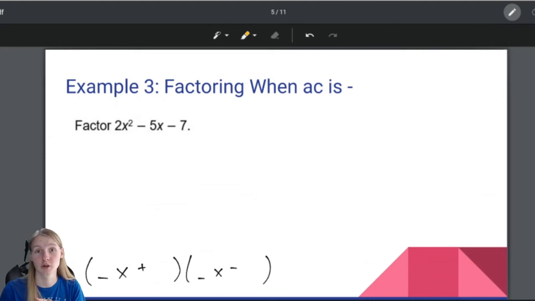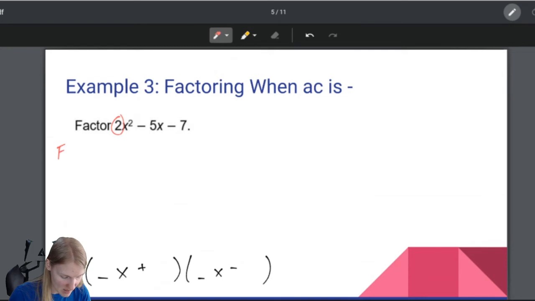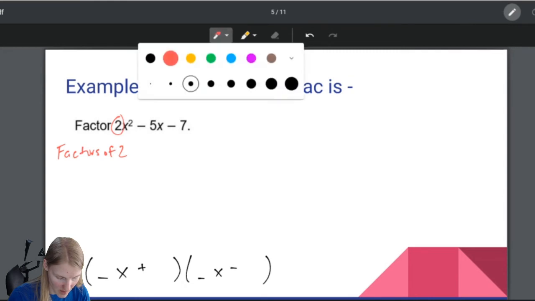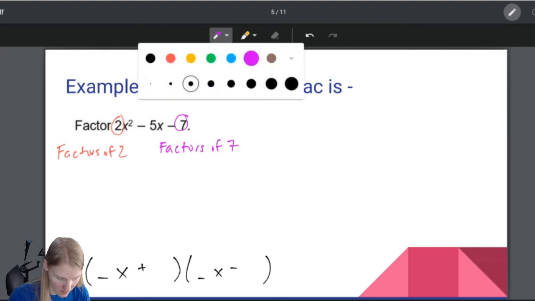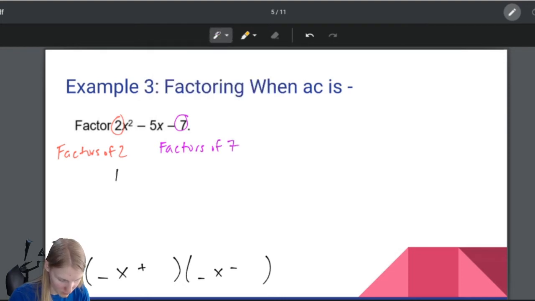It is very similar, though, to what we did in our last example. So remember, I'm going to take the first number here, the a, and I'm going to take the factors of 2 on this side, and then I'm going to take the c. Well, it is negative, but I'm just going to take the factors of 7 on this side. So remember, my factors of 2 are 1 and 2, and the only factors of 7 are 1 and 7, but remember, I also need to write 7 and 1.